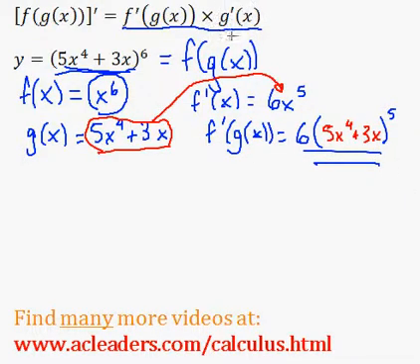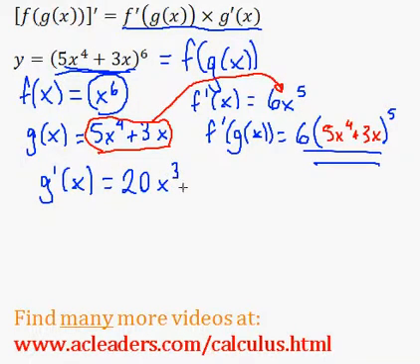Then we need g prime of x as well, which is going to be a piece of cake, because we just need to take the derivative of 5x^4 + 3x. The derivative of 5x^4 is just 20x^3, because 4 times 5 is 20. We're bringing the 4 down, and 4 minus 1 is 3. That's the power rule, of course. And the derivative of just plus 3x is just plus 3.